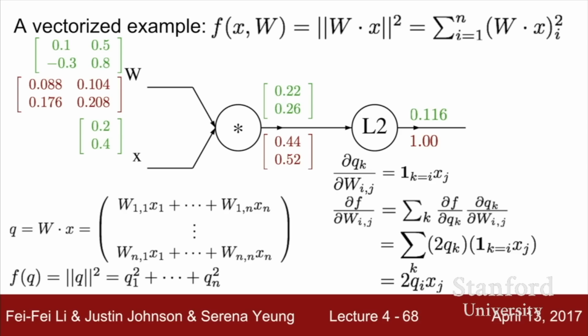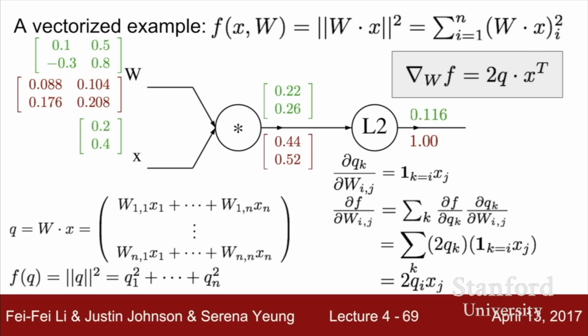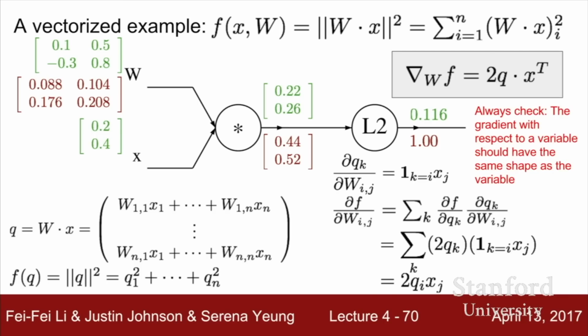Okay, and so filling this out, we get this gradient with respect to w. Again, we can compute this element-wise, or we can look at the expression that we've derived and write it out in vectorized form. Remember, the important thing is always to check that the gradient with respect to a variable should have the same shape as the variable. This is really useful in practice as a sanity check. Once you've computed what your gradient should be, check that it is the same shape as your variable, because each element of your gradient is quantifying how much that element affects your final output.